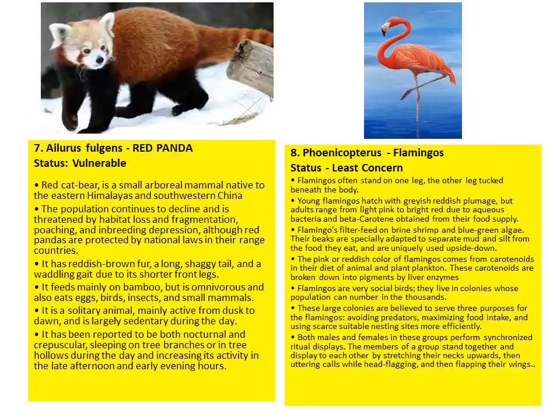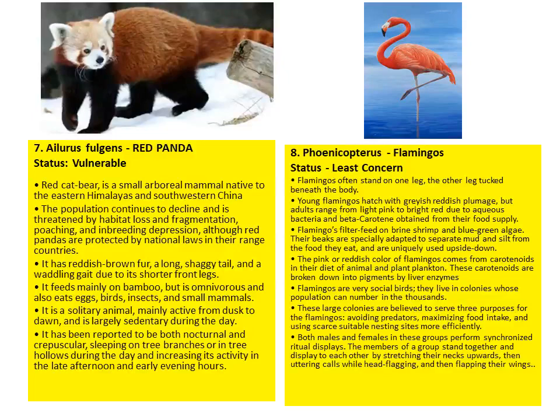Their beaks are specially adapted to separate mud and silt from food they eat, and it is uniquely used upside down. Pink or reddish color of flamingo comes from the carotenoids in their diet of animal or plant planktons. These carotenoids are broken down into pigments by liver enzymes.